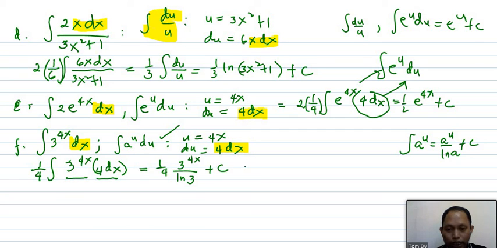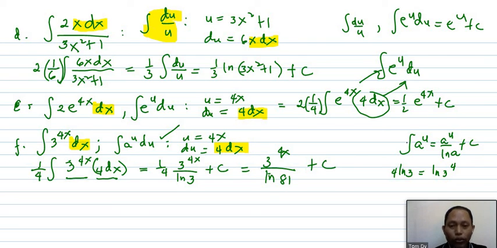Plus c, and then that is equivalent to, if you have a number here, 4 ln 3, that is equivalent to ln of 3 raised to 4. So that means 3 times 3, 9, times 9, 81. So our final answer is 3 raised to 4x over ln of 81 plus c. That is how we use this formula, a to the u du. Supposed to be, we have here du. Okay.